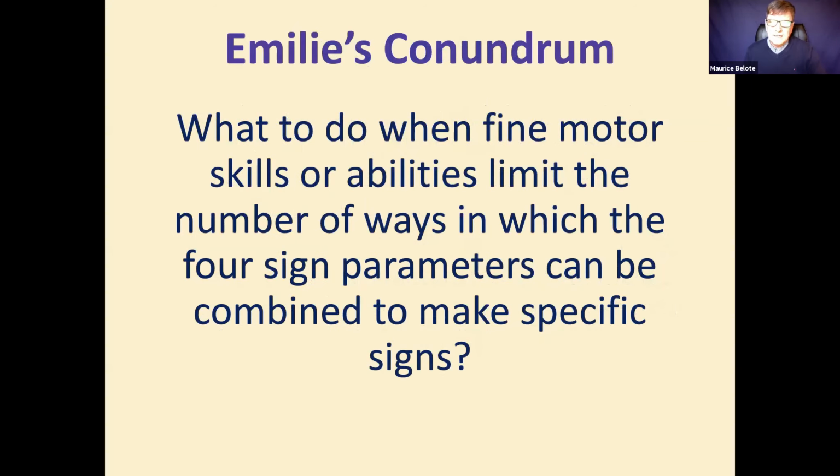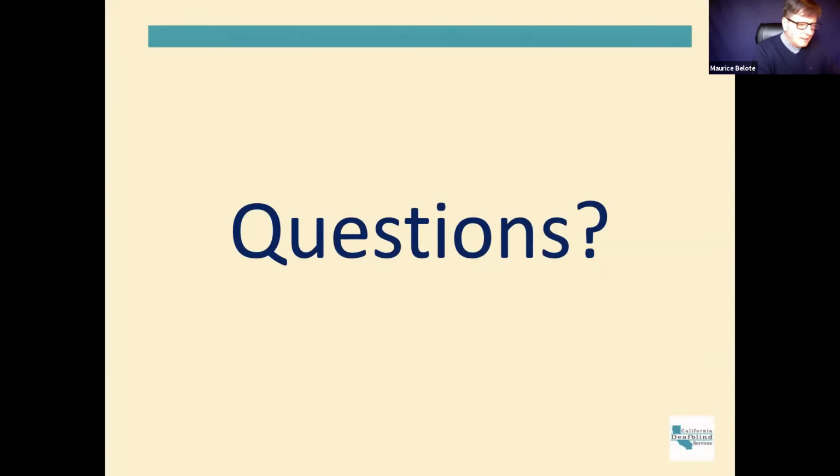And finally, Emily's conundrum. Remember that when you are working with a child who has limited fine motor skills, just think about how many different signs they're going to be able to put in a certain location or with a certain movement, and make sure that you choose the one that's most important for that child. Don't waste orange if you could have had mother or eat. That's just an example. Maybe orange is very important. Who knows? Okay, that's it.